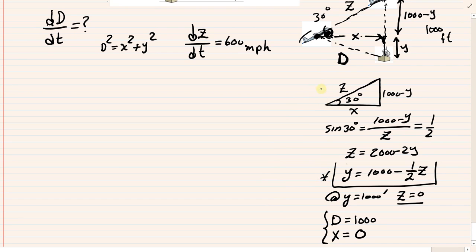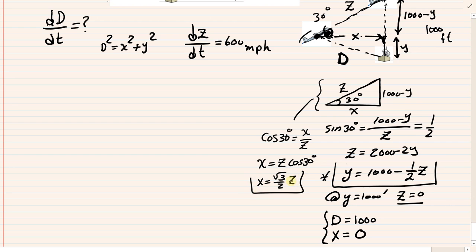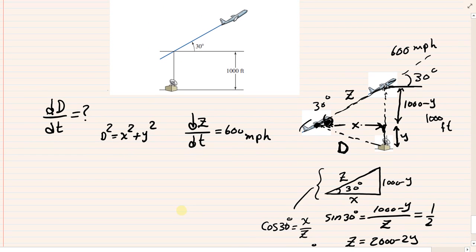And here, in this triangle, let's look at cosine of 30 degrees. Cosine is adjacent over hypotenuse, so from this we get X is equal to Z cosine 30, and cosine of 30 is root 3 over 2, so it's going to be root 3 over 2 Z, right? So we're able to write both X and Y in terms of Z. Which again ties in with dz dt, the speed of the aircraft, in just a moment. I think we're good to go. Let's actually do this then.